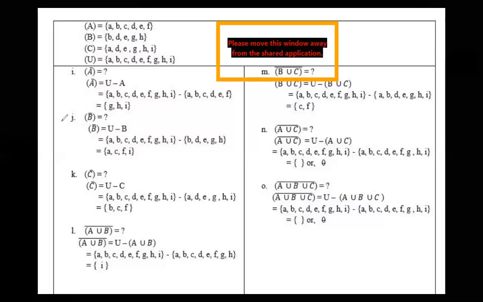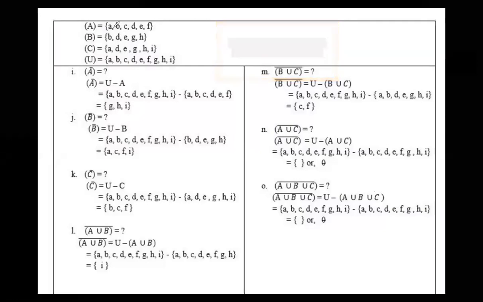Okay, so let us start. A complement is U minus A. What is the value of U? A, B, C, D, E, F, G, H, I. Right, A, B, C, D, E, F, G, H, I, minus A. What is the value of A?